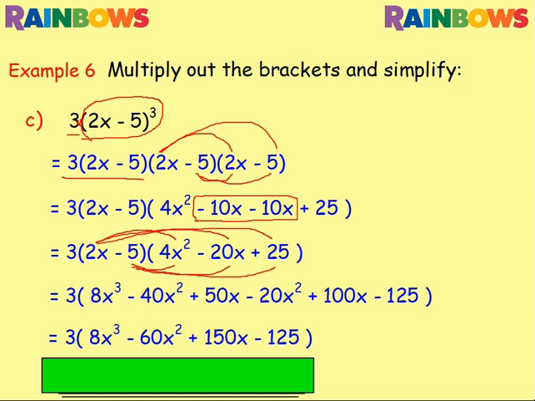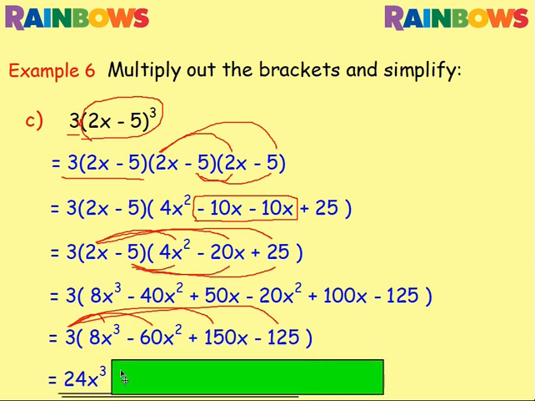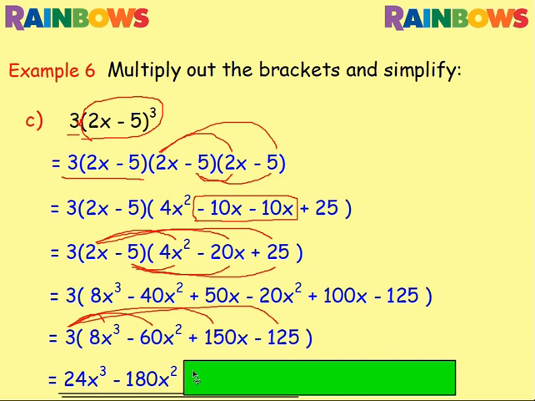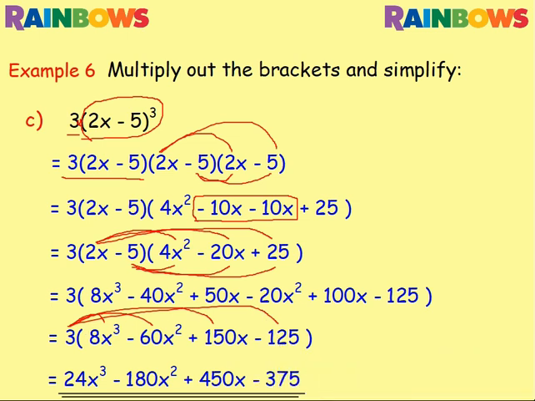And what do you think you do to finish off? Times everything by 3. You do indeed, yeah. You do 3 times the 8x cubed, 3 times the negative 60x squared, 3 times 150x, and 3 times the negative 125. If you do that, you'd have 24x cubed, take away 180x squared. Remember, you times everything by 3. So 3 times 150 gives you 450x. And 3 times that negative 125 is take away 375.